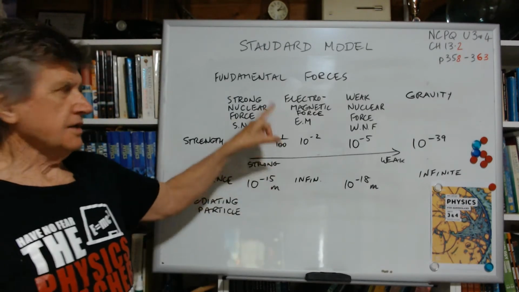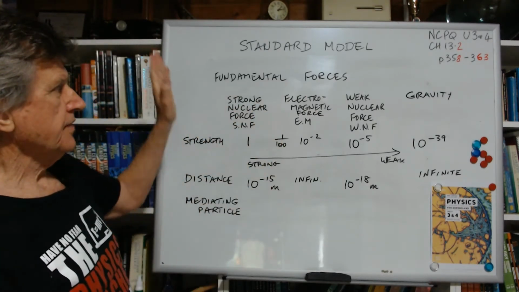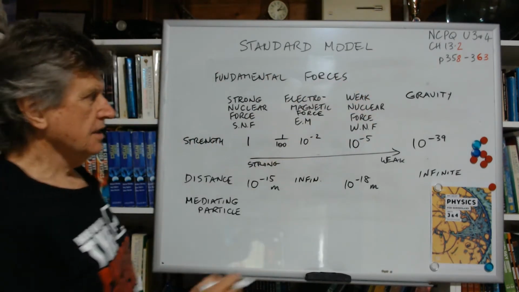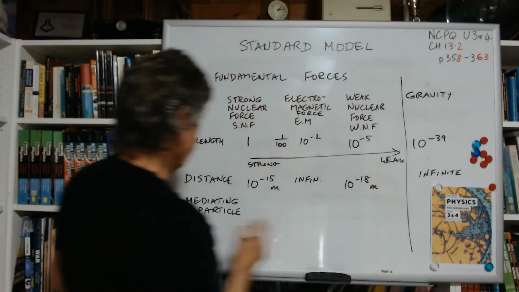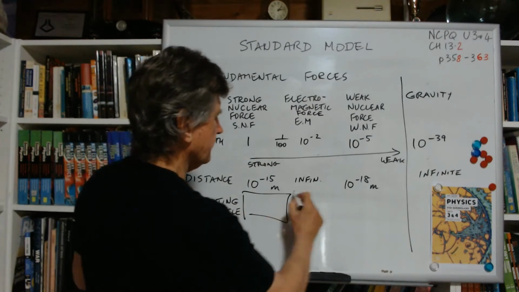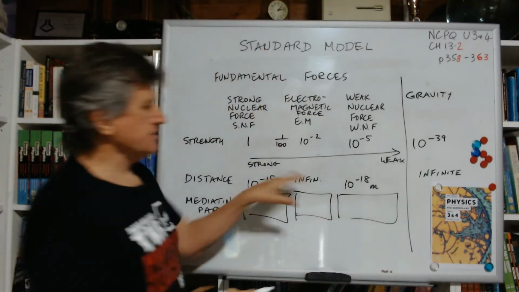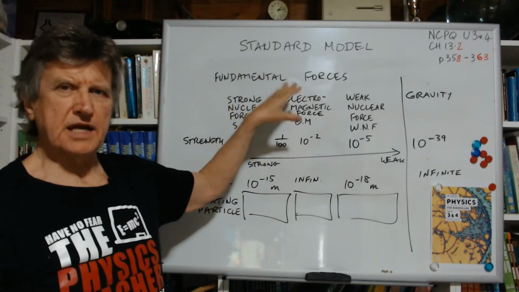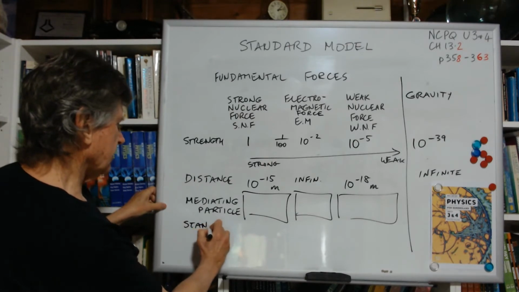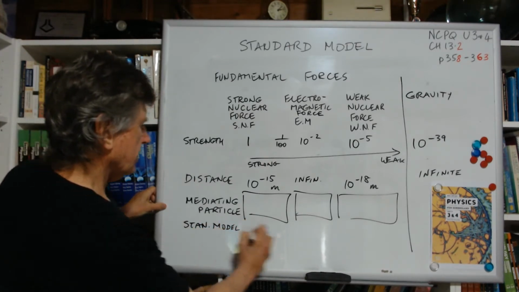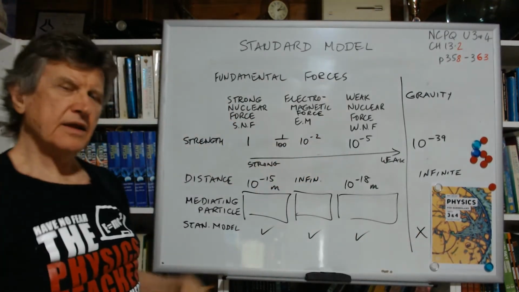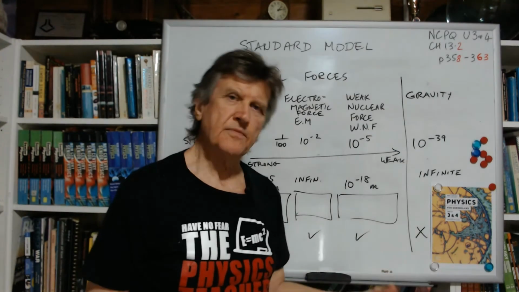Now the mediating particle is something you'll have to know. You'll have to know for each of these three here which are the mediating particles. Now I'm going to rule this one off. We're only using the mediating particle for these three here because it's these three that apply to the standard model. Okay, I could also put, look, I'll write in here, standard model: yes, yes, yes, gravity, no. Gravity is not included in the standard model.